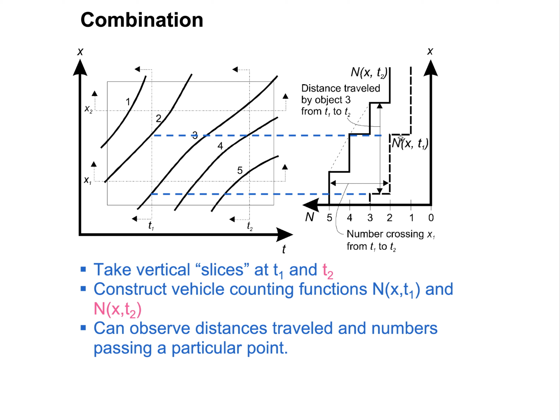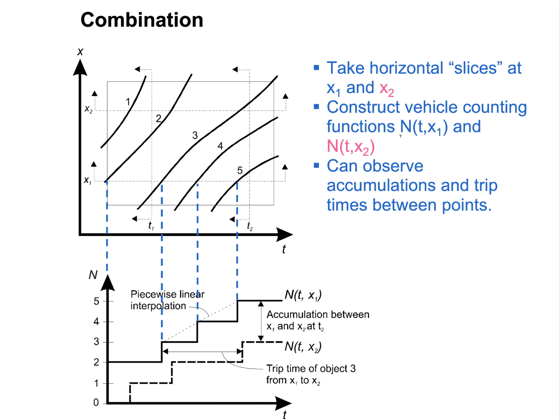Okay, so remember, an NT is for a particular point. So this one shows the vehicle counting functions for n of x, T2. So you can do horizontal slices at x1 and x2, and then you can translate those intersections down to an NT curve. This is basically what we use for a queuing diagram. So you can convert by slicing your time-space diagram and recording the times that at the slice that the trajectories intersected as the arrival times.